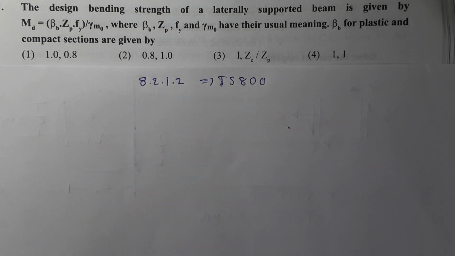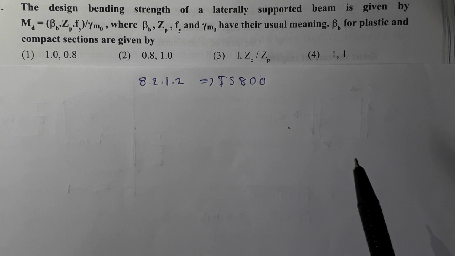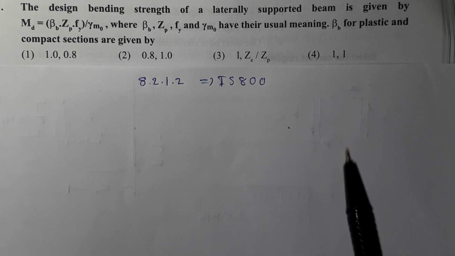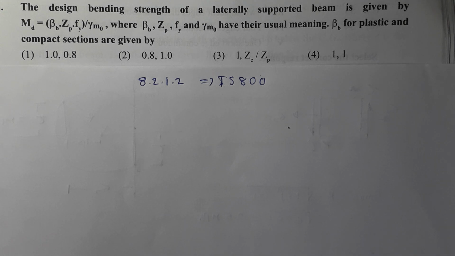Now here in this clause the formula for design moment is given, MD is equal to beta B ZP Fy divided by gamma MO, and they are saying that beta B is equal to 1 for plastic and compact sections, that is it is 1 for plastic section, it is 1 for compact sections, whereas for semi compact sections it is ZE upon ZP. So for this question the correct option is option number 4. For plastic as well as for compact section, the value of beta B is 1 each. So 1, 1 is the answer, option number 4.